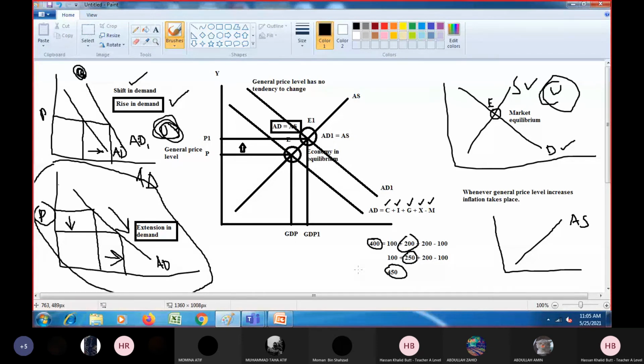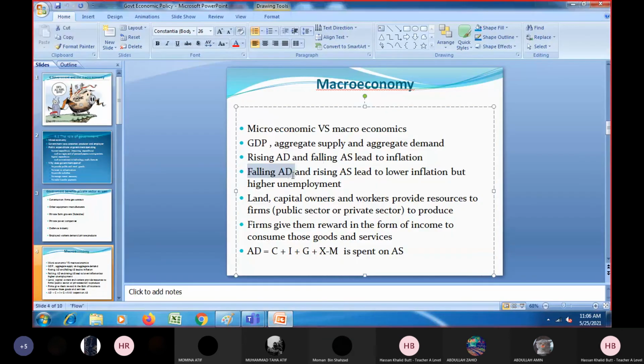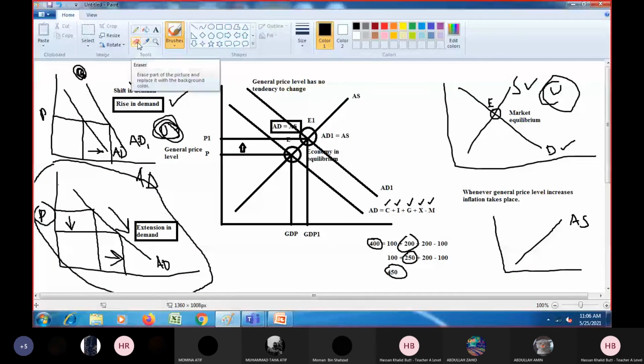Otherwise, I'll move forward. So what was the purpose of drawing these diagrams? The purpose was to tell you the logic behind this statement: rising AD leads to inflation. So I just explained that concept with the help of diagrams. Now I'll talk about how even falling AS can lead to inflation as well. Let's discuss that now. Let me just remove all of it.